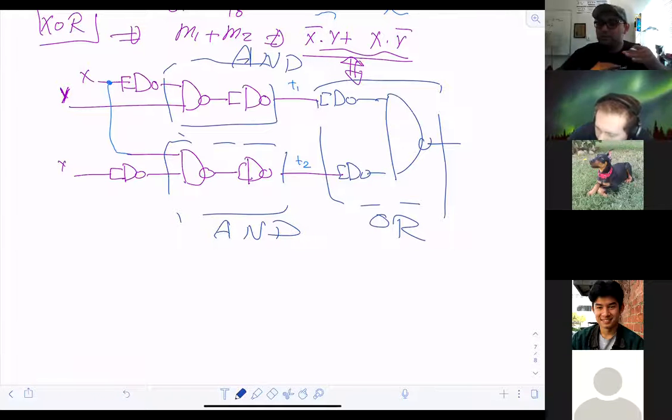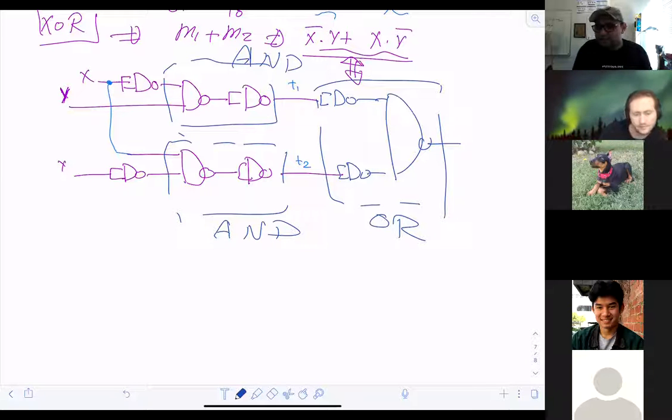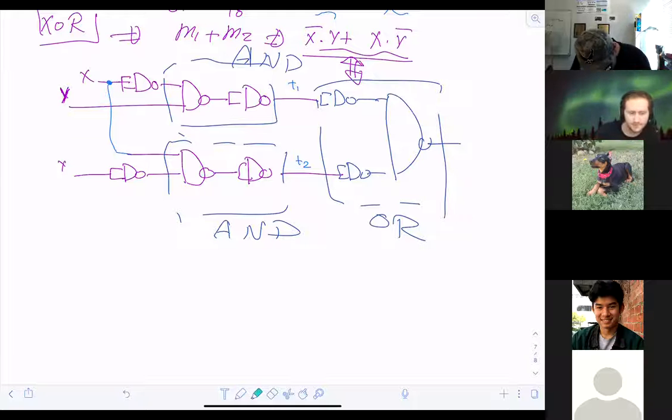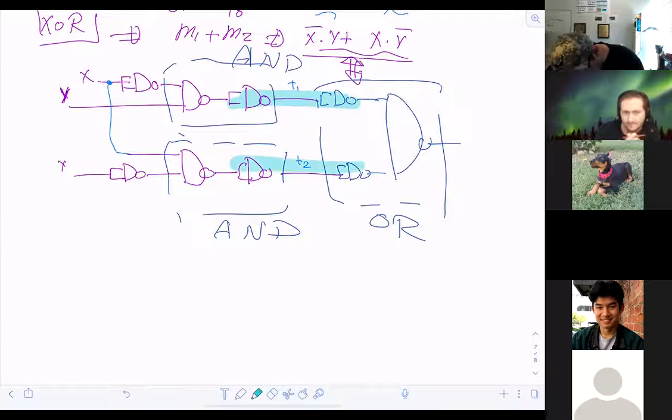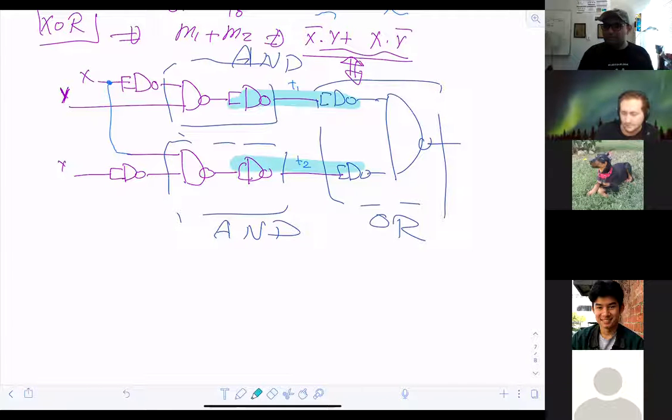If you complement anything, complement, what does it mean? If you complement the complement, it means that you didn't do anything, right? You guys agree? Which is the same thing here. I complement the complement, and I complement the complement. So pretty much I can remove these two and put wires, right?